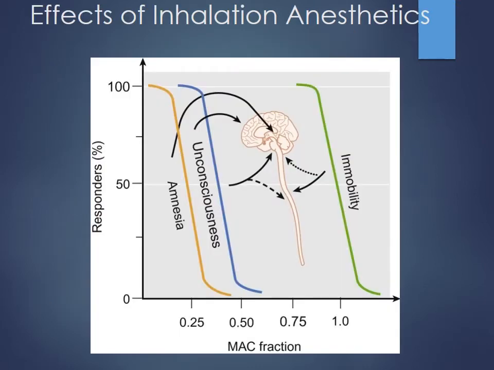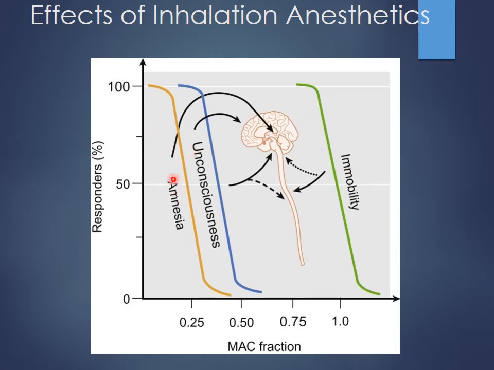And again, looking at the range of effects you can see here. You're going to have the number of responders on the y-axis and the MAC fraction on the x-axis. Basically, you can see how things change as time goes on. Things that have higher MACs are going to be more to the right, where you need higher doses to achieve this effect, versus things that have a lower MAC, which are more potent and so are a little further on the left side here.